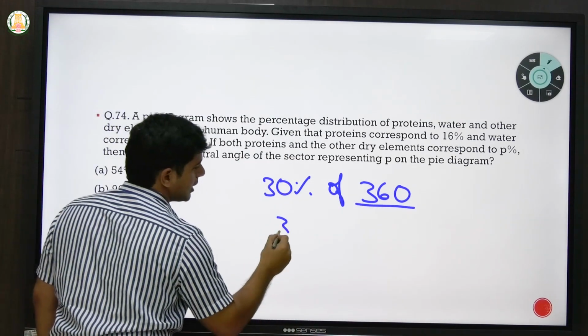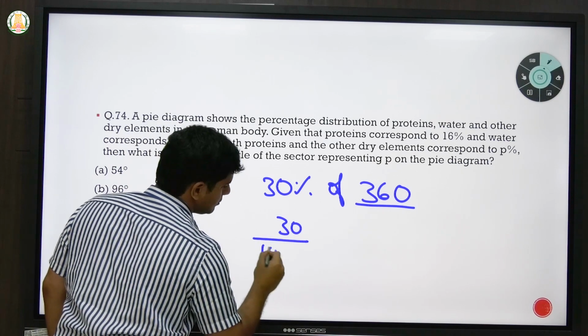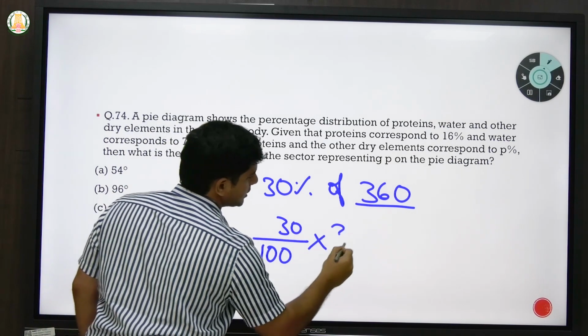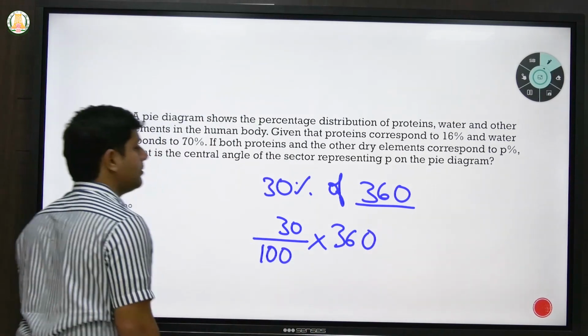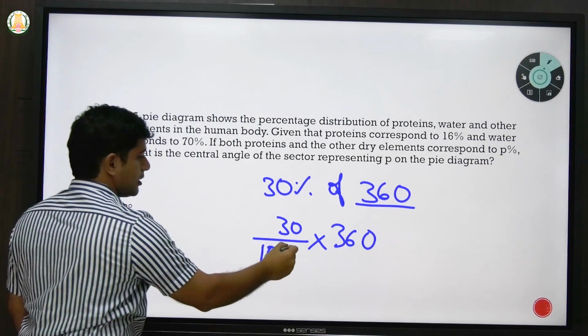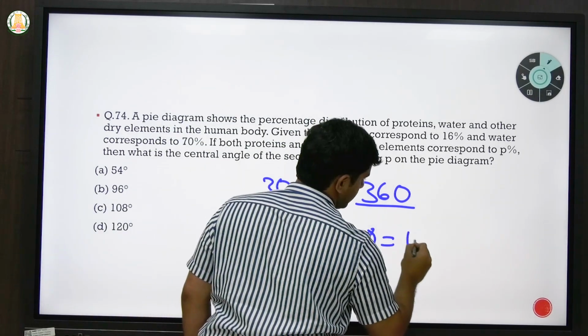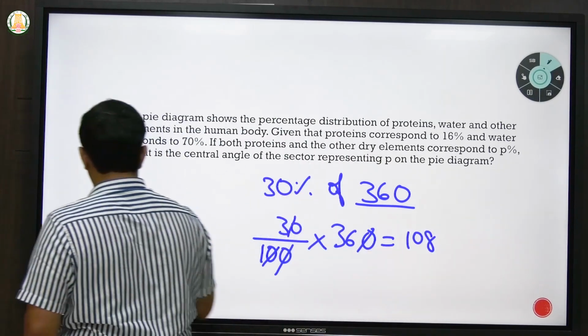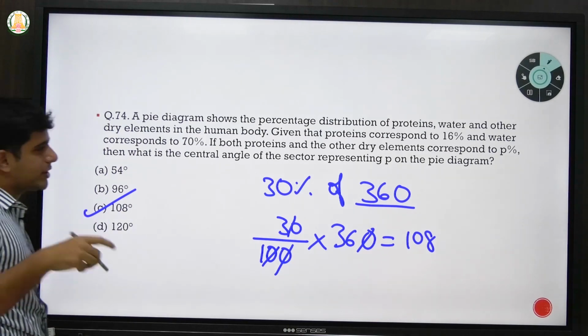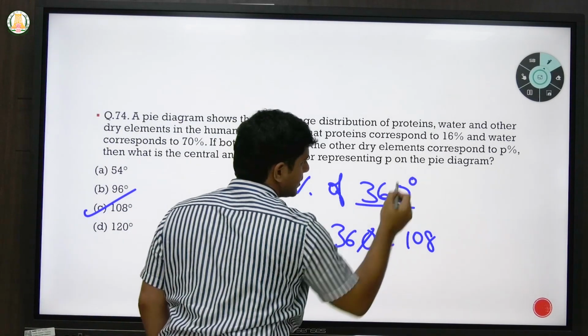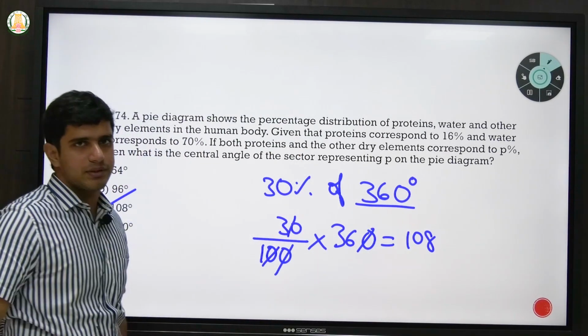So that is 30 by 100 into 360. Okay, so the zeros you can cancel. 3 into 36 is 108. So the answer is 108. Okay, so just make that correction. This is actually 360 degrees. The central angle will be 360.